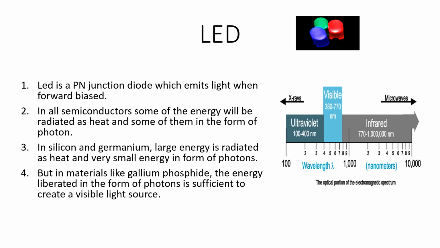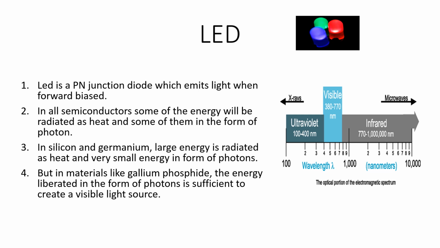In all semiconductors, some of the energy will be radiated as heat and some in the form of photons. Photon means light. In silicon and germanium, large energy is radiated as heat and very small energy is radiated in the form of photons. But in materials like gallium phosphide and gallium arsenide, the energy liberated in the form of photons is sufficient to create a visible light source. That concept is used in the LED.